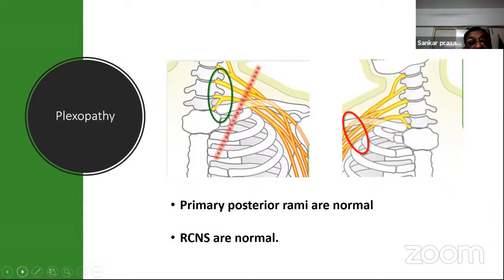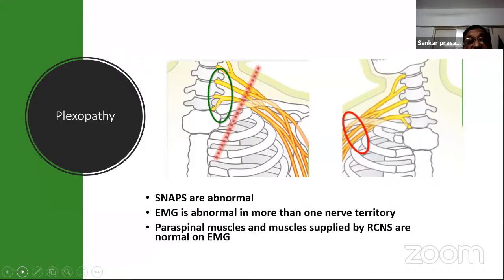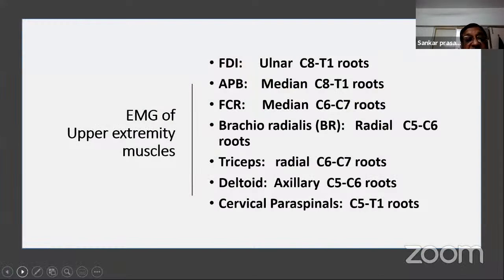So we learned about neuropathies; mononeuropathy we'll study. We have covered radiculopathies, we covered plexopathies. Here SNAPs are abnormal, EMG is abnormal in more than one nerve territory, and paraspinal muscles and muscles supplied by root collateral nerves are normal on EMG in plexopathies.